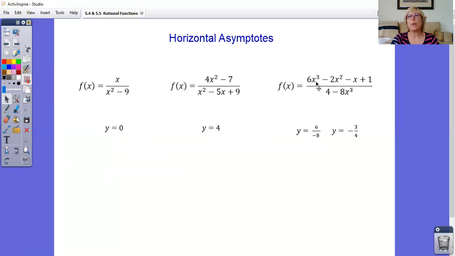In this third example, I'm looking at the highest exponent. My degree is 3. Down here, my highest exponent degree is 3. This is another case of degrees are equal. So I'm going to take coefficient 6 over the coefficient of the lead. Well, actually, this is the lead because it's the highest exponent, over -8. 6 over -8. And if I reduce that, I'll have a horizontal asymptote chopping the y-axis at -3/4.